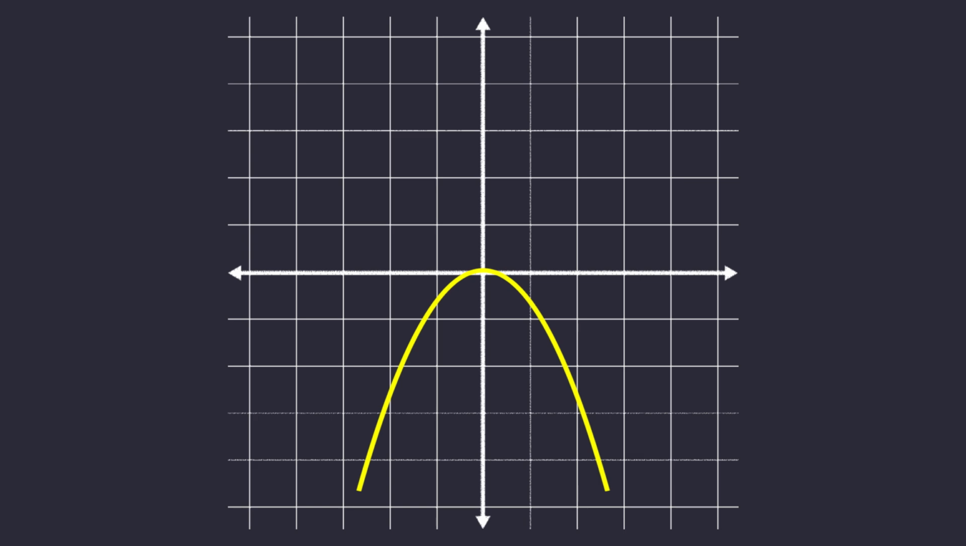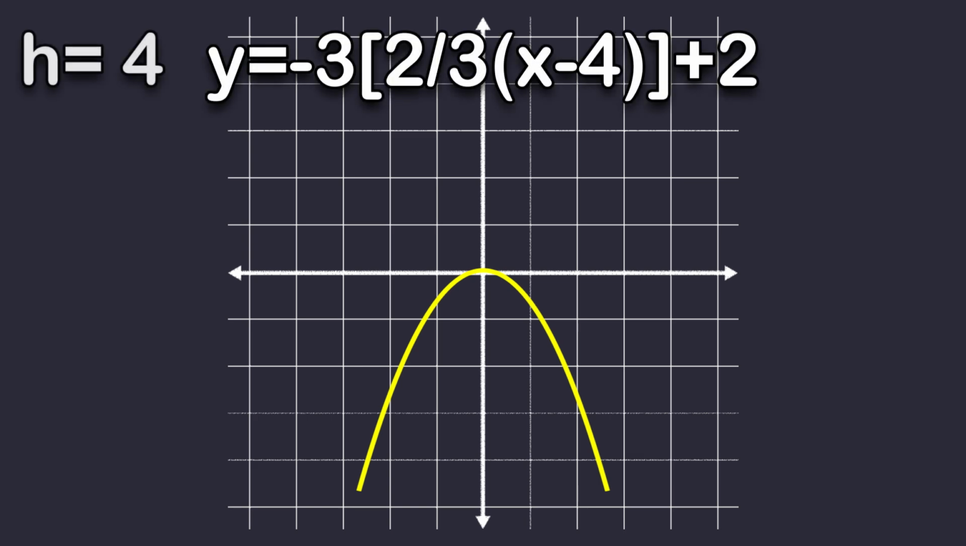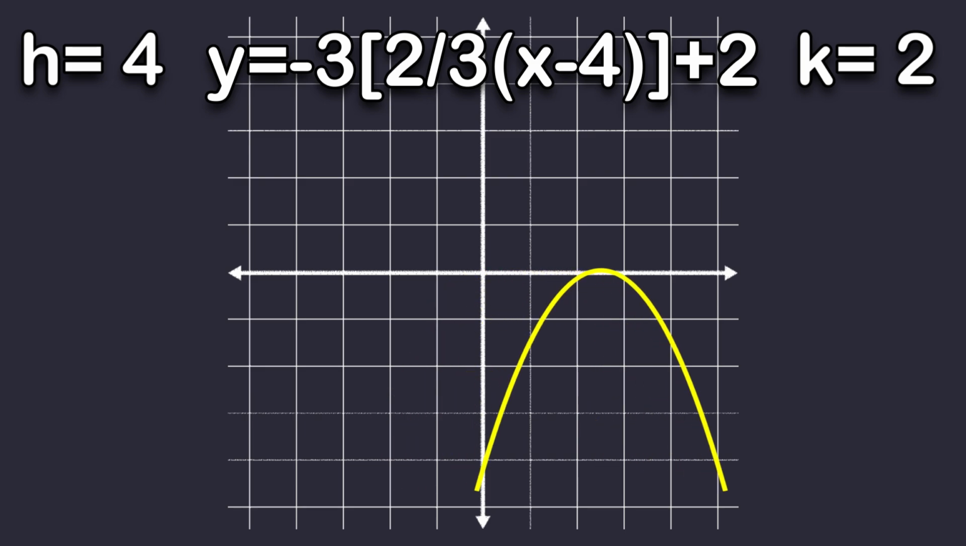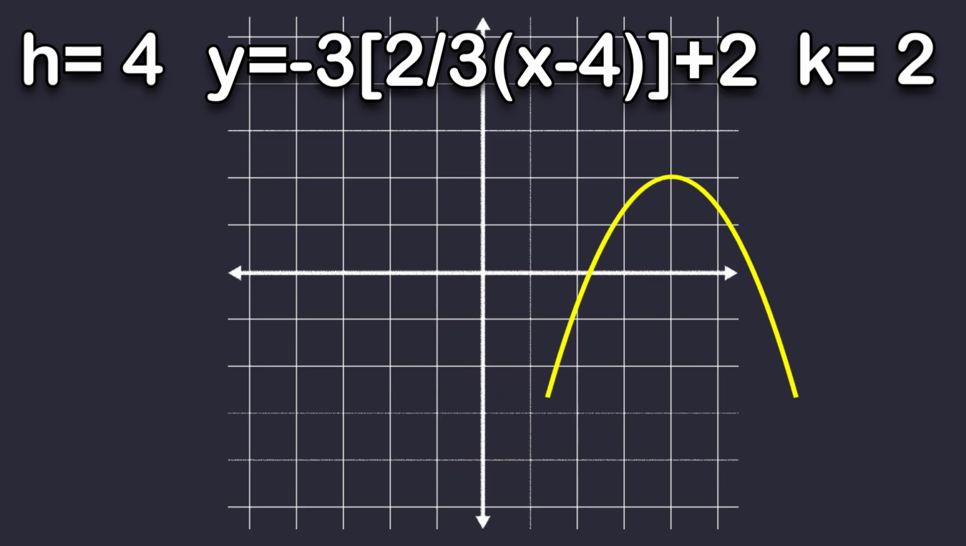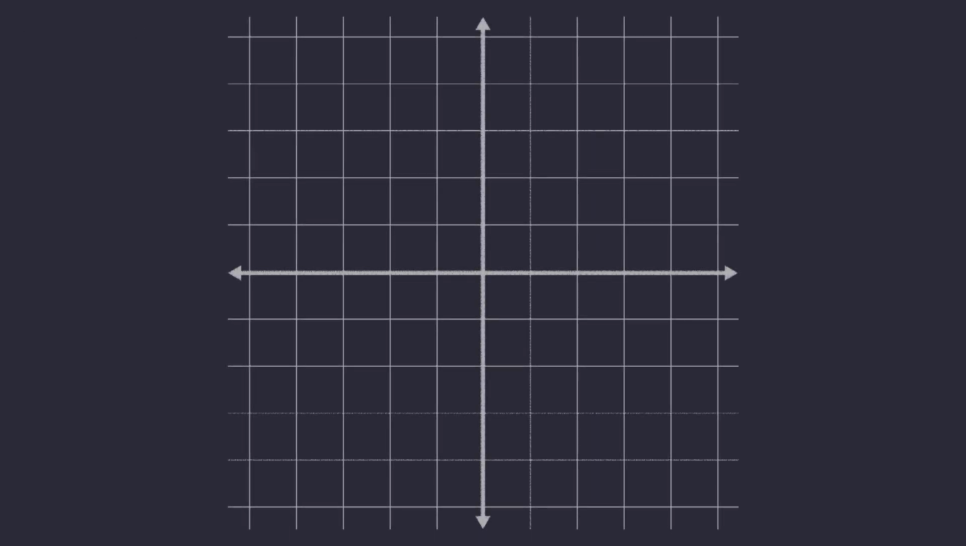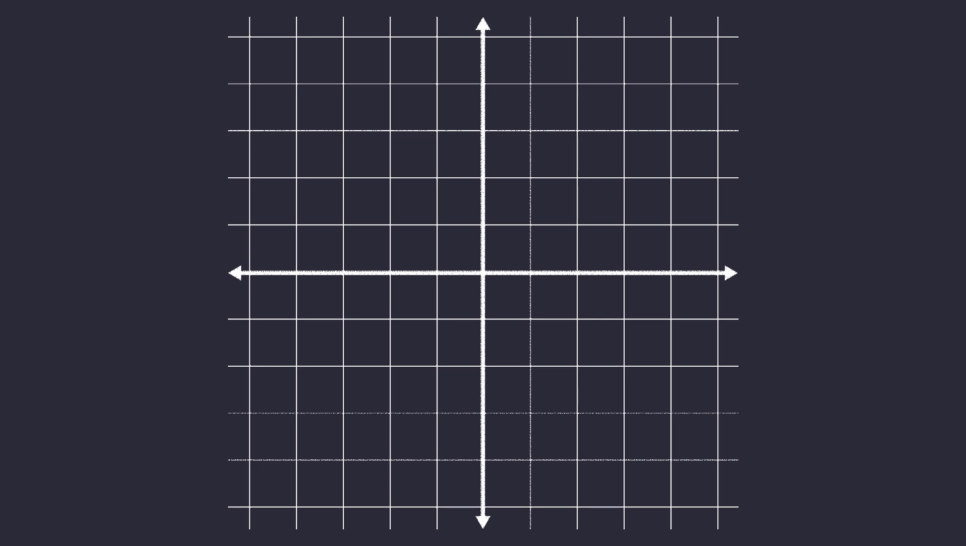Next, we'll do the h and k values. Looking at the equation, we can see that h equals 4 and k equals 2. So move the whole graph 4 units to the right and 2 units up. And question done. One other type of question you might get will be based on trying to determine an equation from a graph. Here's how.